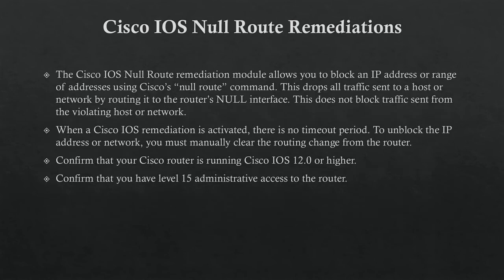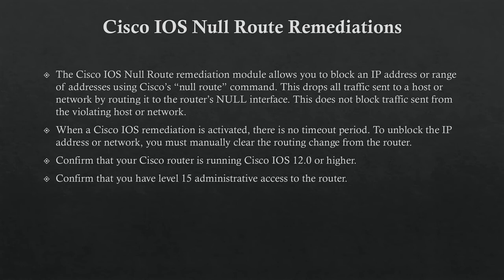Okay, so what is null route? The Cisco IOS null route remediation module allows you to block an IP address or range of addresses using the Cisco null route command. This drops all traffic sent to a host or network by routing it to the router's null interface, exactly, and we will see how we will insert the route to the null interface. This does not block traffic sent from the violating host or network. Okay, this is important to know.